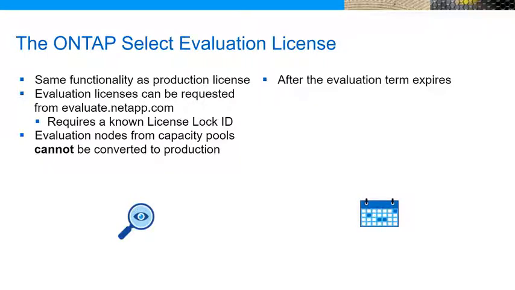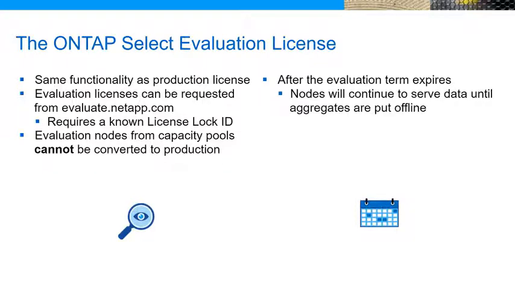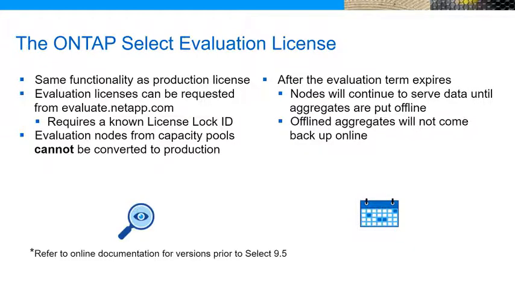If the evaluation period extends beyond the evaluation expiration date, the nodes continue to serve data until the aggregates are put offline manually or forcibly. For example, a power loss causes the aggregate to go offline. The aggregates do not come back online if the license is expired.